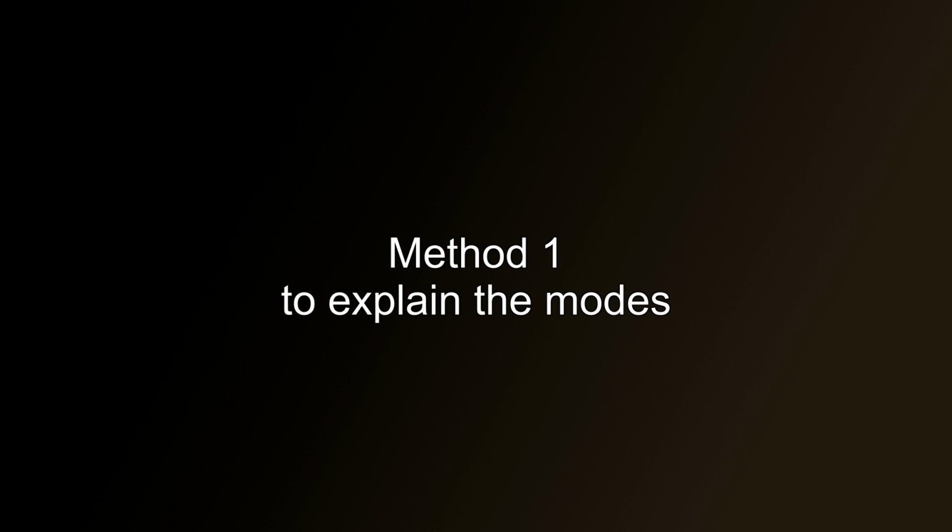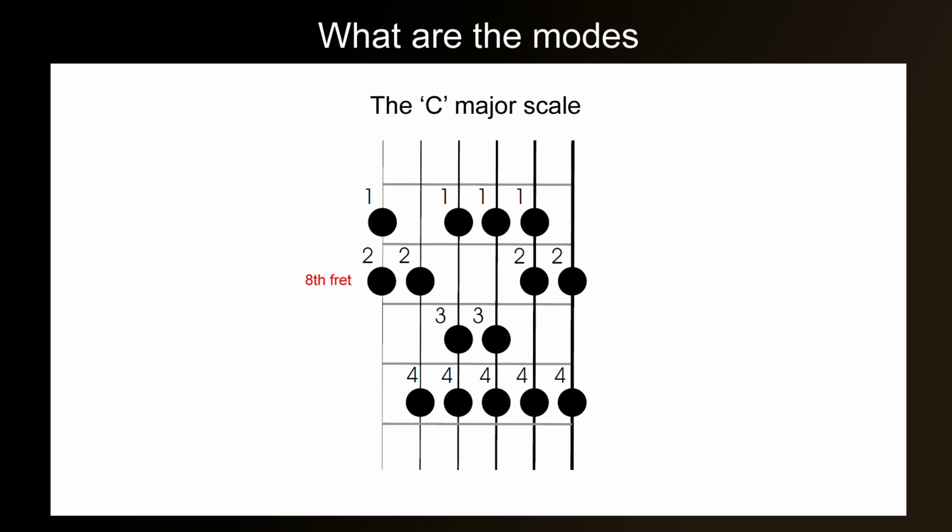Method 1 for explaining the modes. For this method we'll use the 2-octave major scale. Now, if we play the first octave, that is from C to C, this is the Ionian mode. Then, if we play from the next note up, the D, and end on the next note up from the ending of the previous scale, the D again, we end up with the next mode.